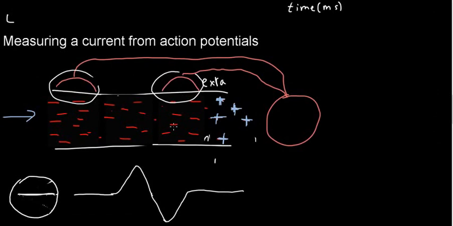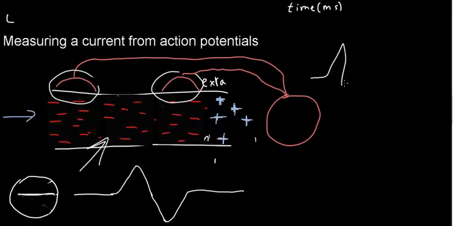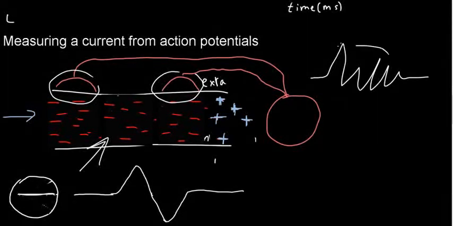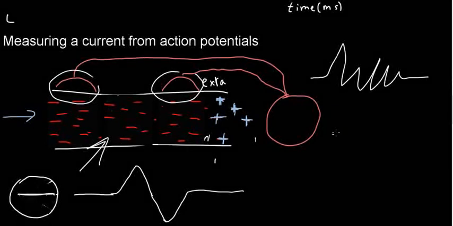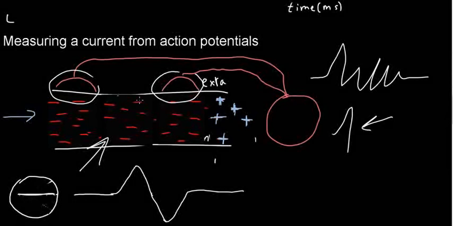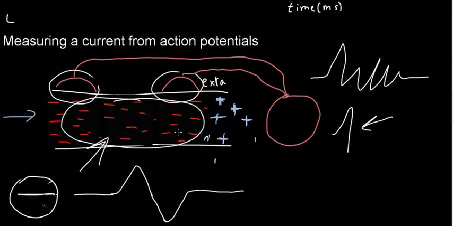So this is how you measure currents from action potentials. And we're really going to use this to understand this whole thing that is going on in electrocardiogram. It's probably not going to look like this, but this is just an oversimplification. We're going to have upstrokes and downstrokes, and we're going to be able to explain those via the direction of propagation of your action potential. Perfect. So see you in the next video.